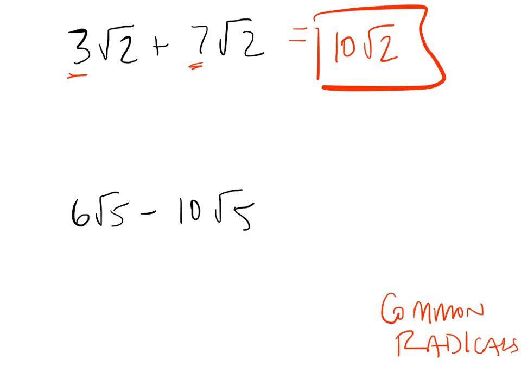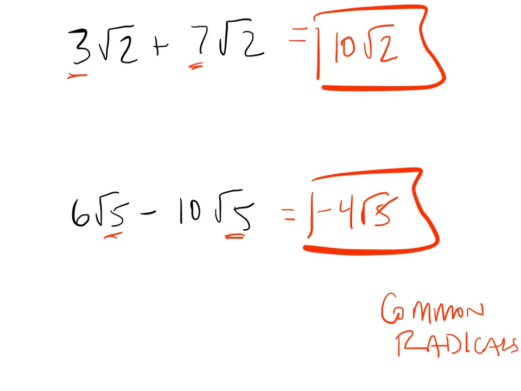It works the same way when you subtract them. If I have 6 root 5's and I take away 10 of those root 5's, since I have that common radical of root 5, I know I can just subtract 6 minus 10, which gives me negative 4 root 5. And that would be my answer there. So when we have these common radicals, the root 5's and the root 2's, it's really, really easy to add and subtract. You just add or subtract like you normally do and make sure you bring along your root 2's because that's what you're adding and subtracting.